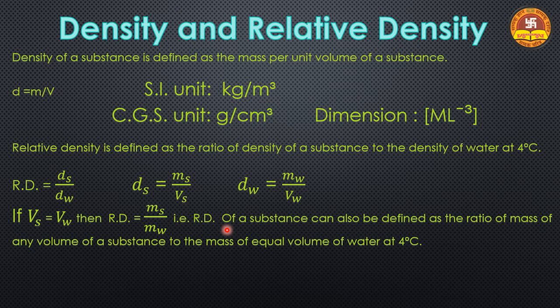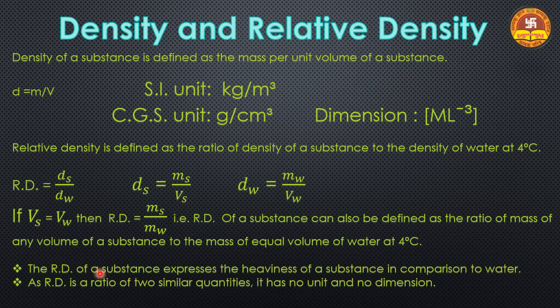Remember one thing, when you are trying to define the relative density in terms of masses of substance and water, then please keep in mind you have to write equal volume of water. The volume of the substance and water should be same. The relative density of a substance expresses the heaviness of a substance in comparison to water, means how much heavier an object is compared to water, that is given by the relative density of the substance.